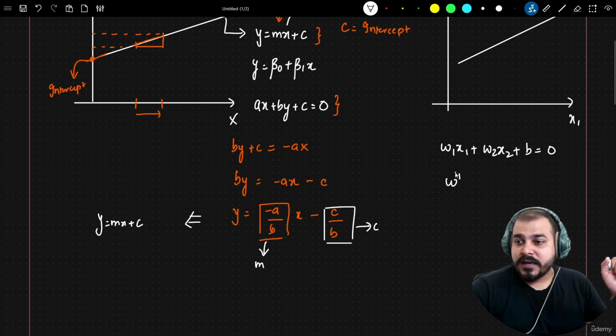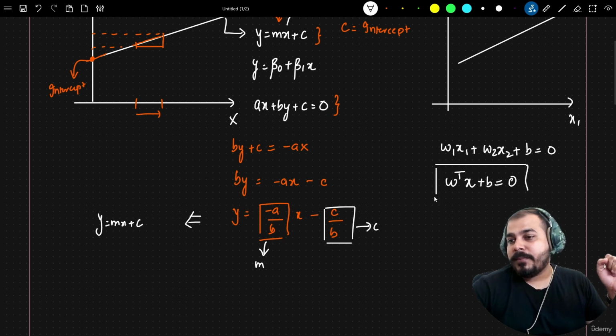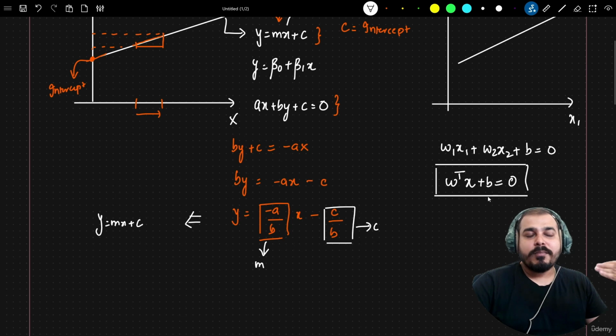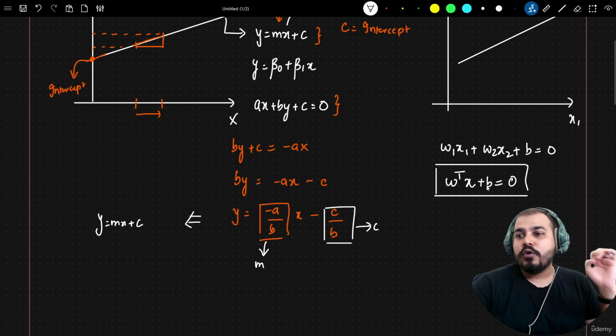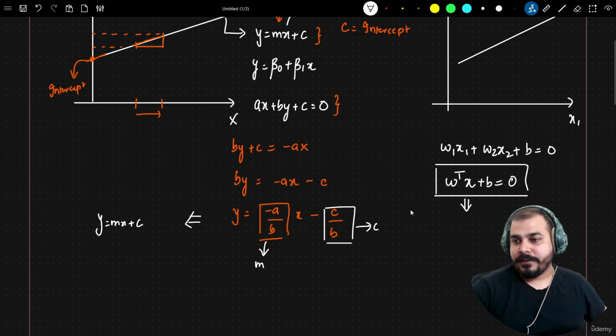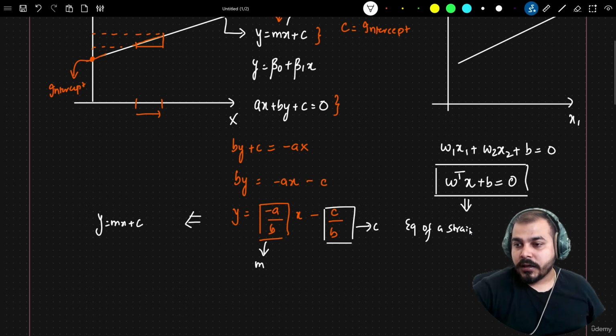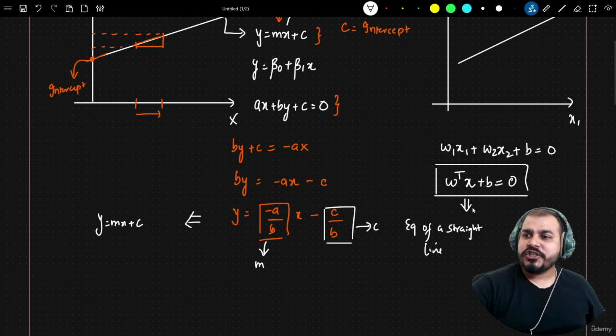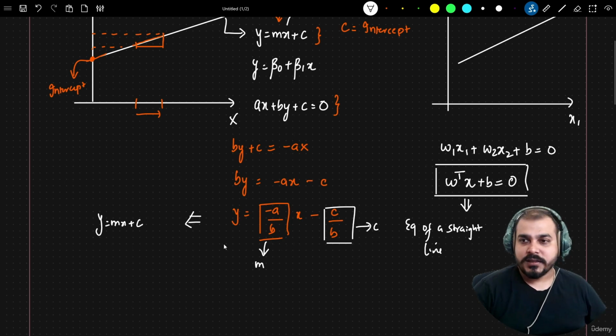So I can also give this representation as w transpose x plus b is equal to 0, right? In the upcoming algorithms we will discuss, I will be using this particular equation regularly: w transpose x plus b is equal to 0. And this is nothing but the equation of a straight line. Super important. Understand that these representations are almost one and the same.